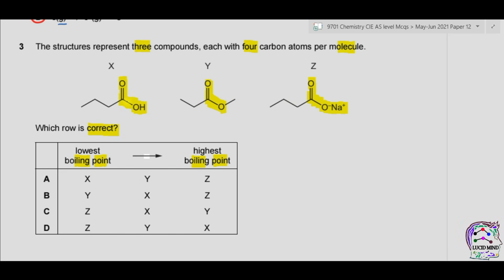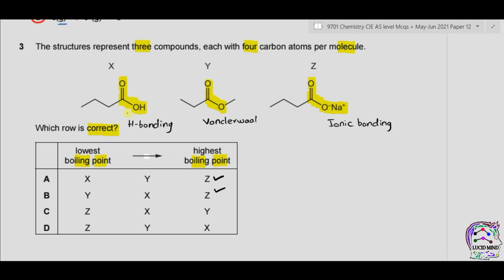Now we can say that due to the presence of carboxylic acid, hydrogen bonding is also present in X. In Y, van der Waals forces of attraction are present as it is ester. In Z we have ionic bond between sodium and oxygen. So due to the presence of ionic bonding, the boiling point of Z should be the highest one. So we can say that Z has the highest boiling point.